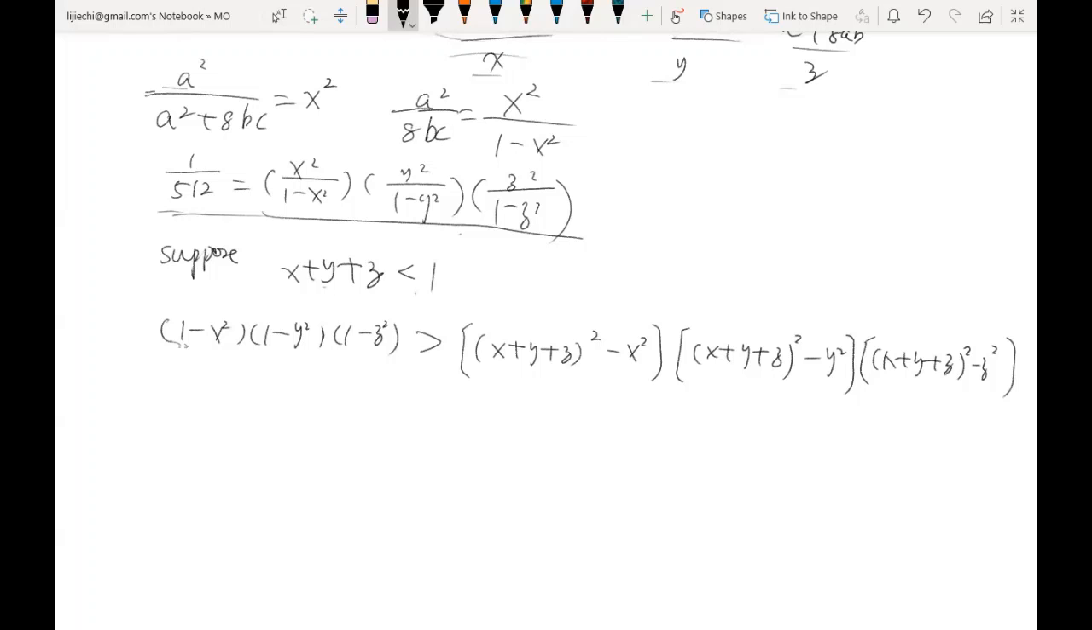Yeah. And then if we simplify this part, they have a common part. This is also a pretty good factoring problem. You can check. Plus x times x plus y plus z, and then this x plus z times z plus x plus y, and then you have x plus y, and this down here 2y plus x plus z.